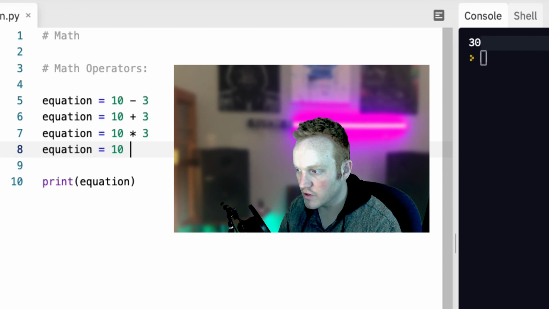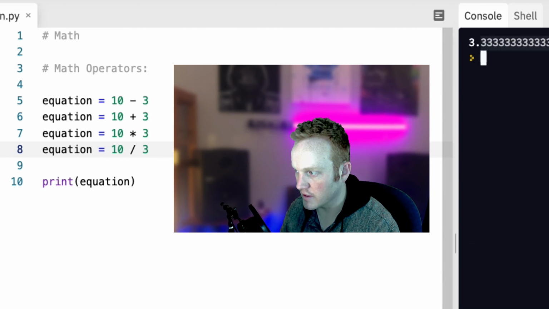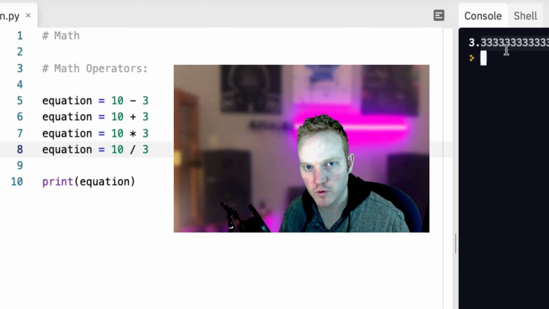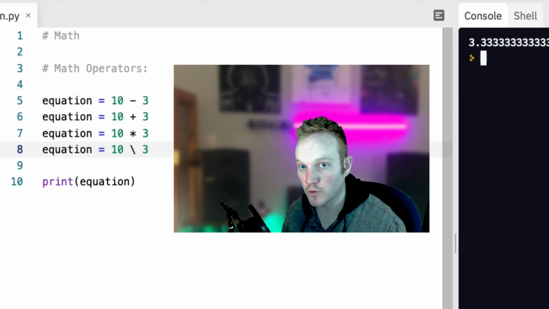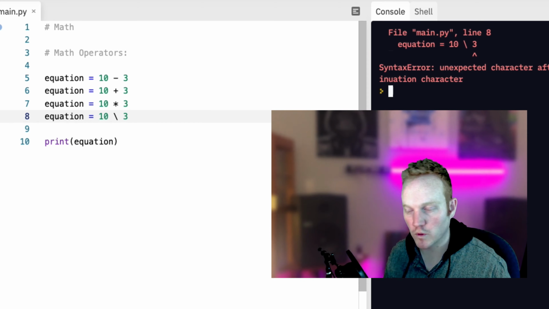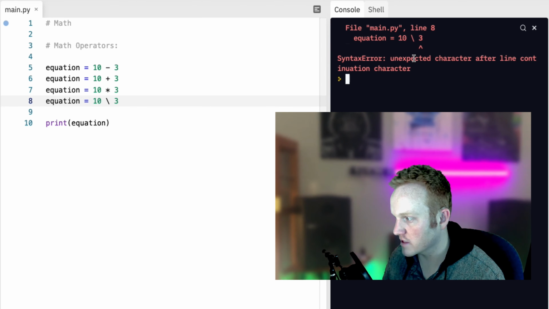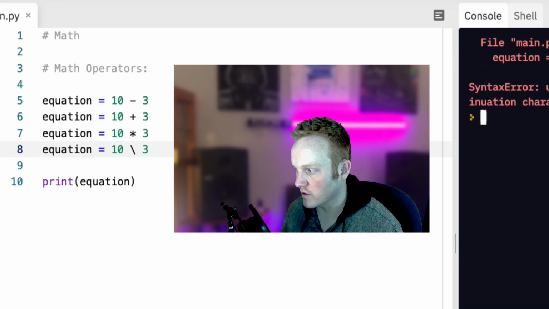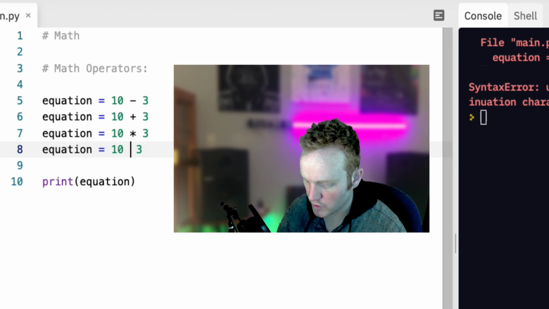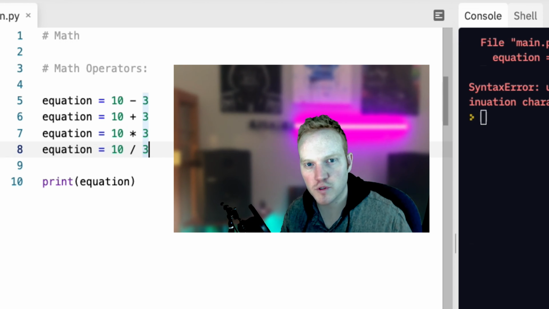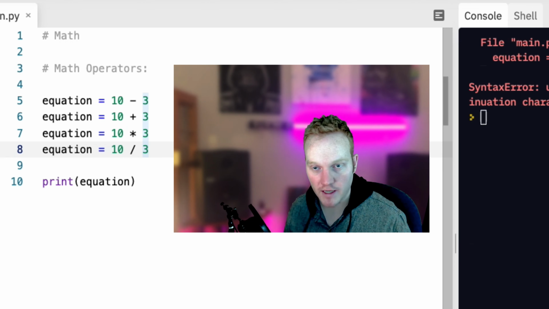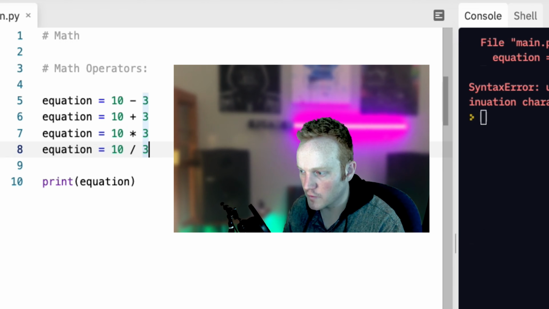Do another equation. Now we're going to do the division sign. This is the forward slash, and 10 divided by 3 is 3.33. Don't get confused with the forward slash and the backslash. If we did use the backslash and try to run it, your computer is not going to understand what you're doing. It's just going to say unexpected character, and it does not know what to do with it. So make sure you're doing the correct slash. It's the same button as your question mark on your keyboard. So those are the basics that we'll use almost all the time, but sometimes you'll run into a few others.